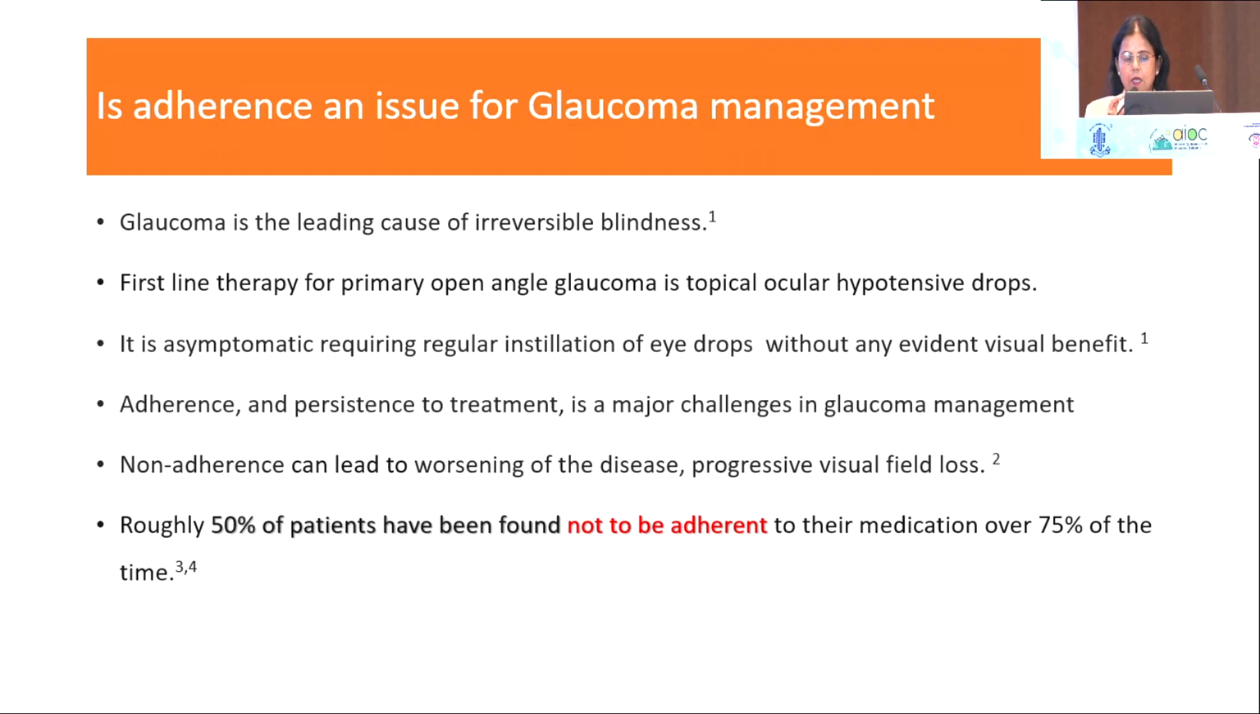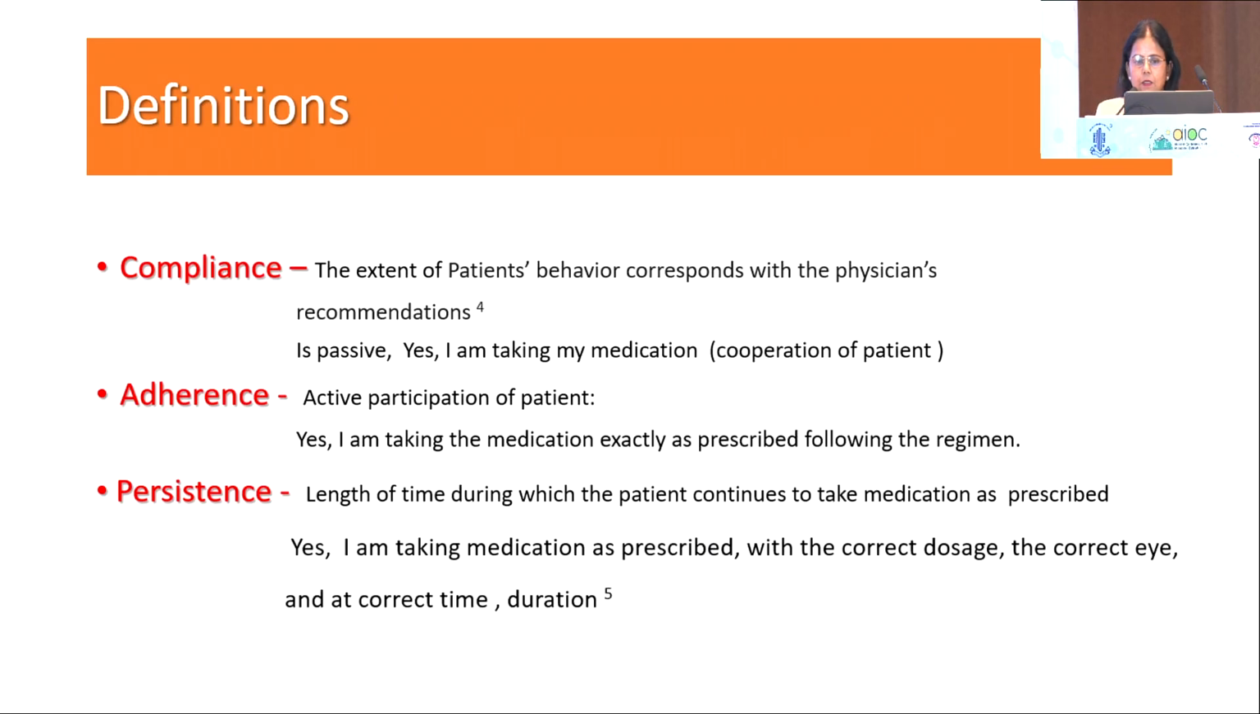And since it is an asymptomatic disease, patients don't get any visual benefit, and therefore they don't understand why to put these drops. Adherence, persistence, and compliance is a major challenge in treating glaucoma. Non-adherence can lead to progression of the field loss, and the patient can lose vision if they don't understand about the disease. Studies show that 50% of patients are found to be non-adherent to their medication over 75% of the time. So it's a big challenge.